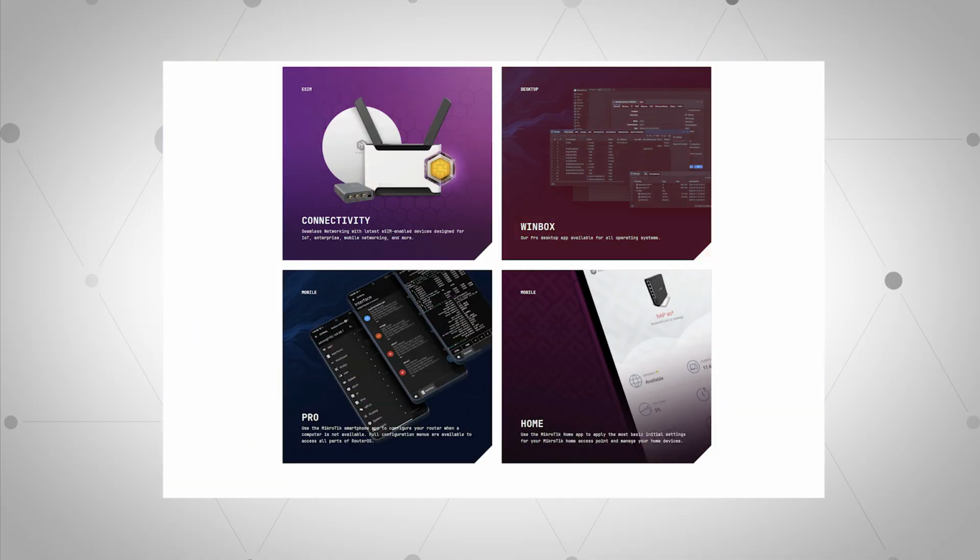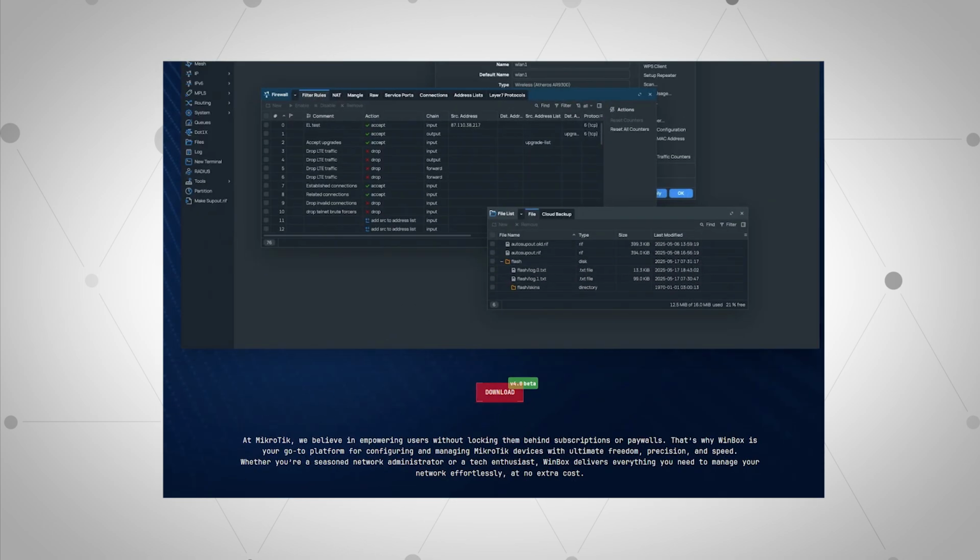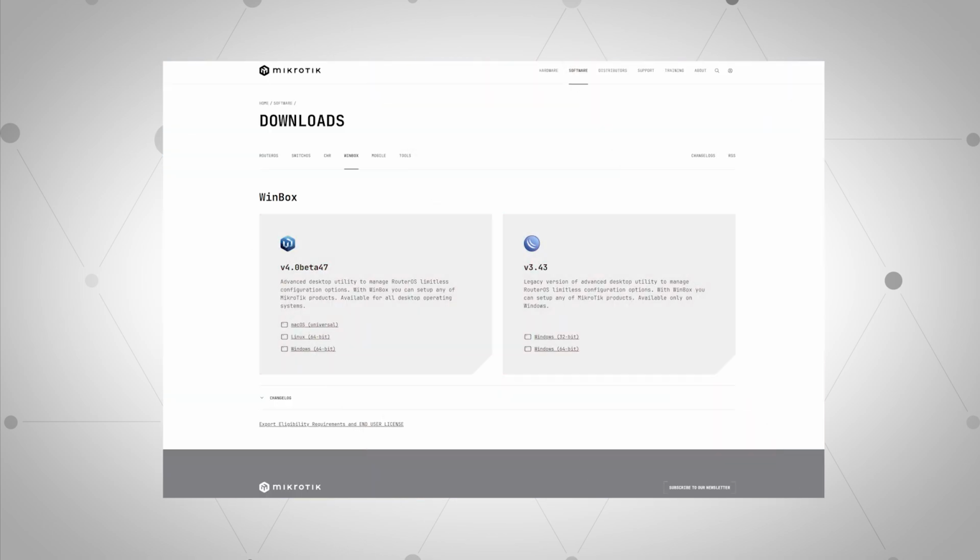The desktop section is essentially the WinBox page. It provides a download link to the latest WinBox version.